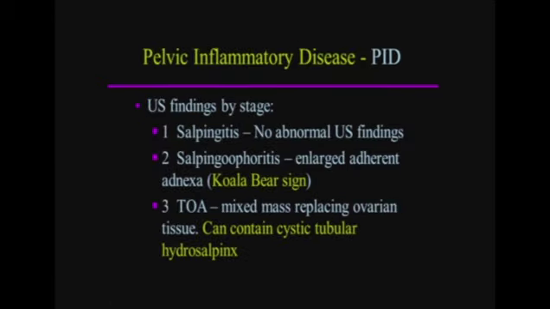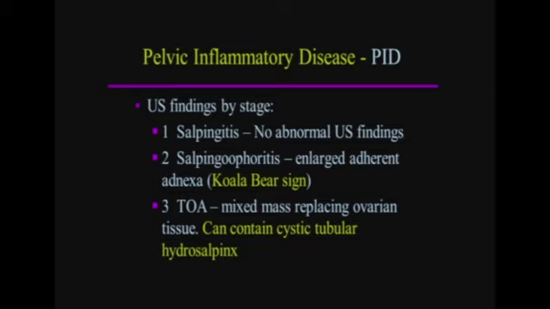Ultrasound findings can be considered in stages. Involvement just of the salpinges, the fallopian tubes, will show no abnormal ultrasound findings. The fallopian tubes are typically not seen on ultrasound. Salpingo-oophoritis, in which there's involvement of the fallopian tube and the ovaries, can sometimes show enlarged adherent adnexa, the koala bear sign that we described many, many years ago, usually seen bilaterally.